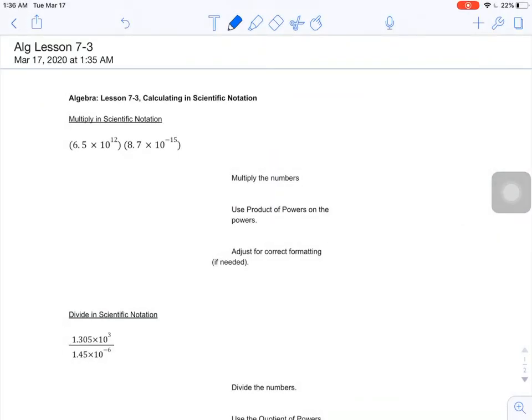Now that you've reviewed scientific notation and how to put numbers in and out of scientific notation, we are going to talk a little bit about calculating in scientific notation. Yesterday, the video you watched talked about the fact that we use scientific notation to represent very large or very small numbers. The reason we want a shorter way of representing those numbers is because of all of those zeros that happen when you write those numbers.